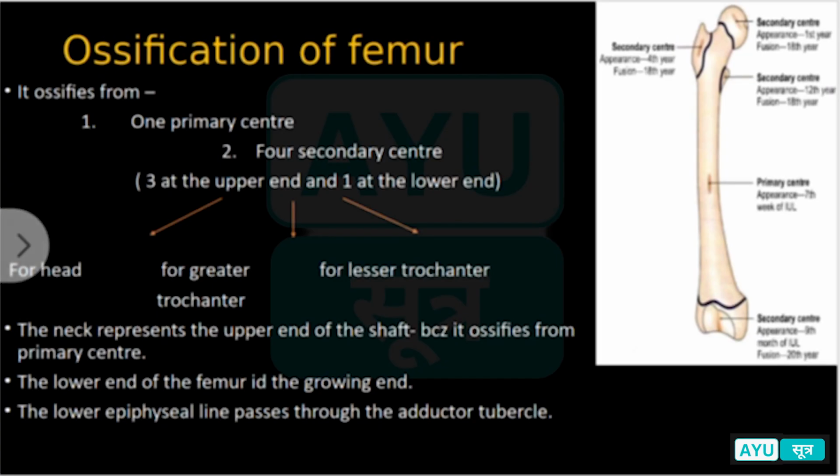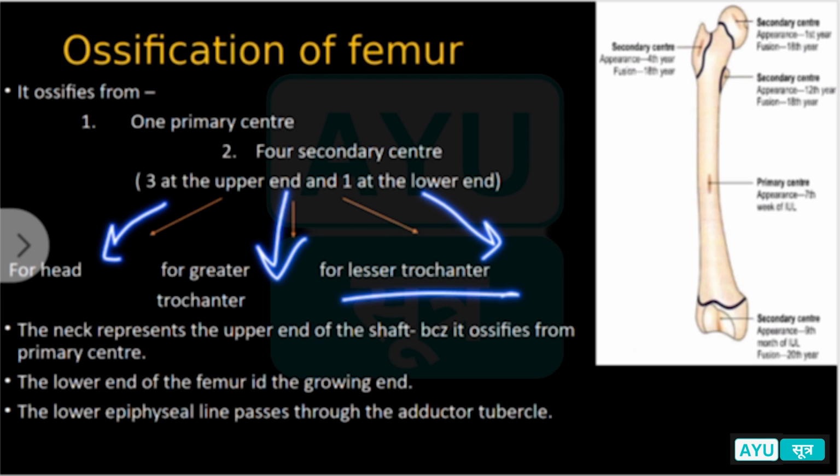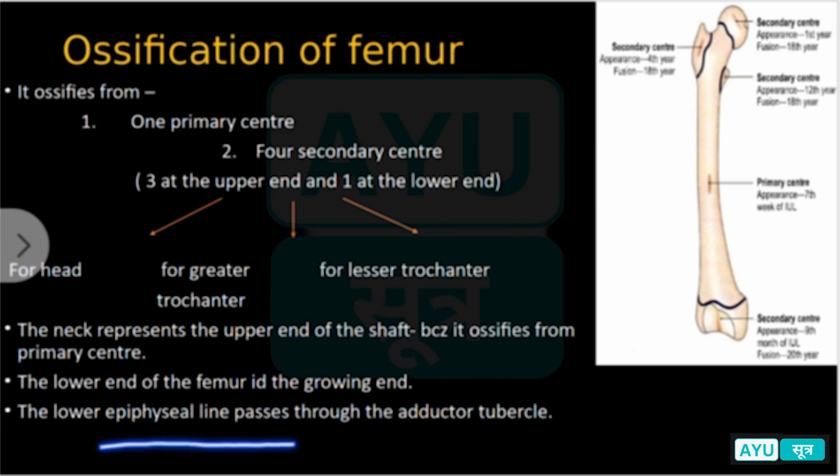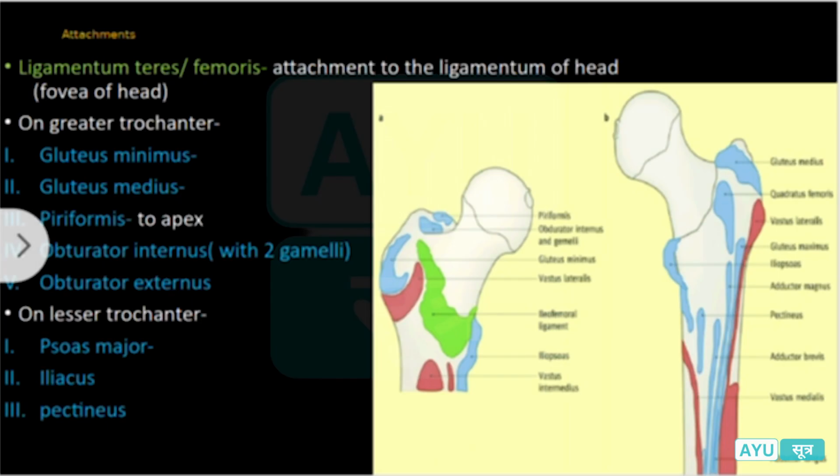Moving on, the ossification of the femur occurs from one primary center and four secondary centers, out of which three are present at the upper end and one at the lower end. Out of these three, one is for the head, second for the greater trochanter, and third one is for the lesser trochanter. The neck ossifies from the primary center, and the growing end of the femur is the lower end. The epiphyseal line passes from the adductor tubercle for the lower end, as I have told you earlier.